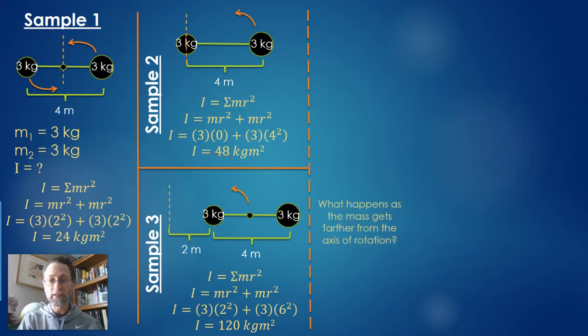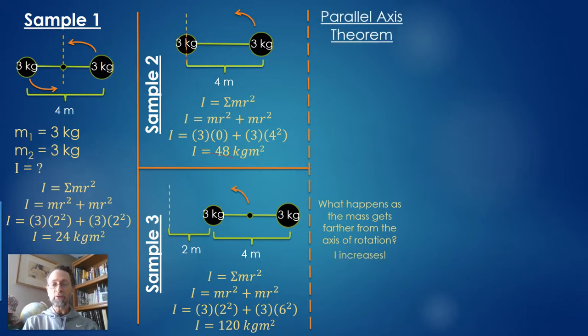So the question then is, what happens as the mass gets further from the axis of rotation? You should notice that as that radius is getting bigger, that moment of inertia is getting bigger also, the I value increases. So there's another thing that you have to know in relationship to this moment of inertia, and that's called the parallel axis theorem.